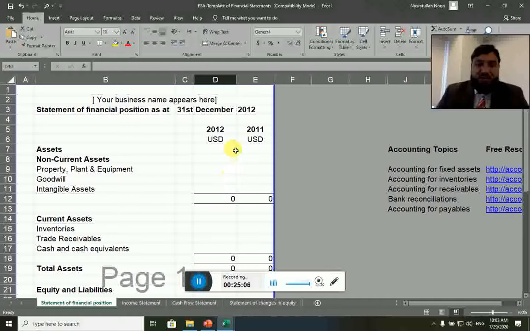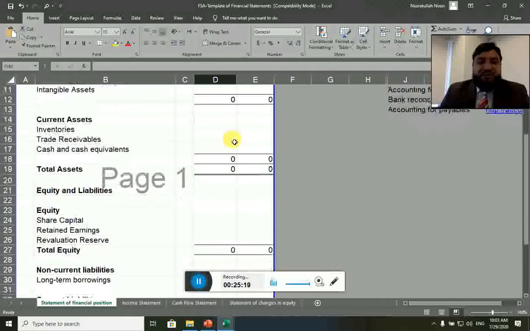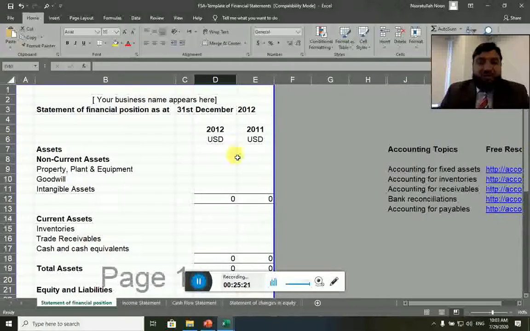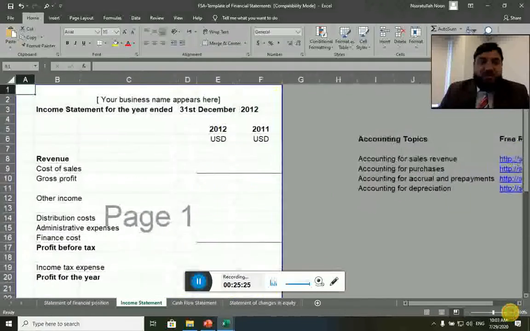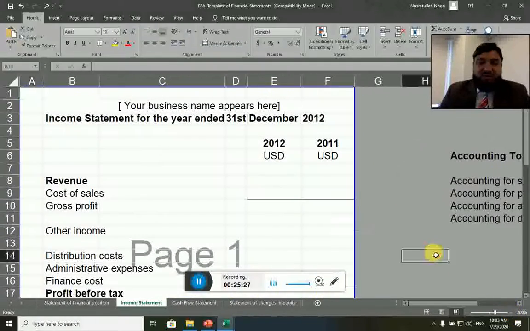You can see there is a comparative financial position statement. It means that there are 2011 and 2012, and they are in a standard international currency, which is USD. I can also share this with you if you want. Next we have the income statement or profit and loss statement. This is also for 2 years.